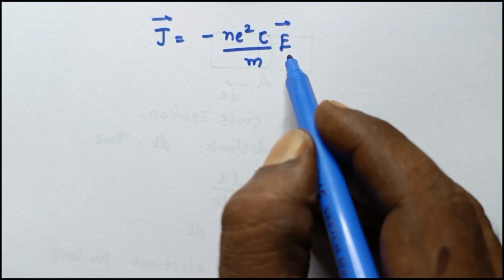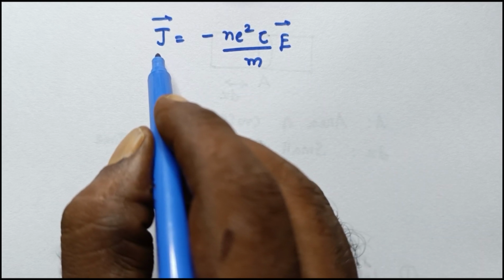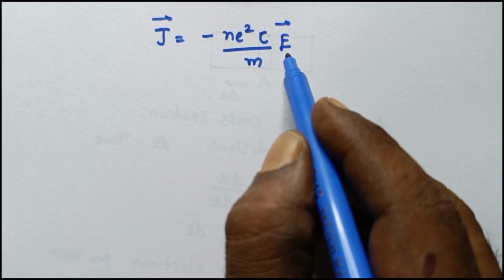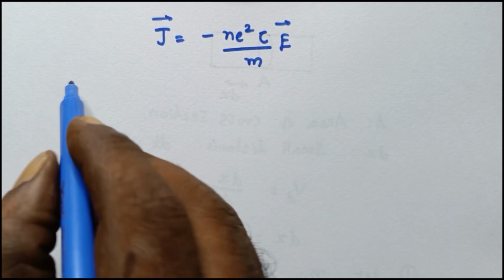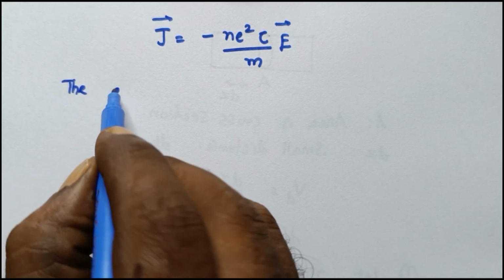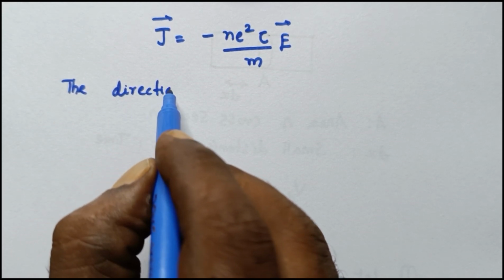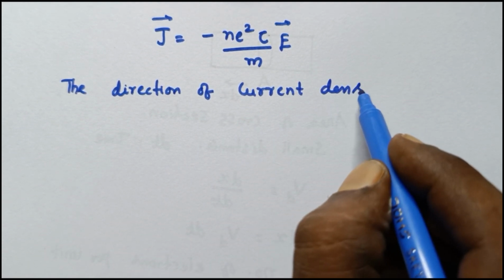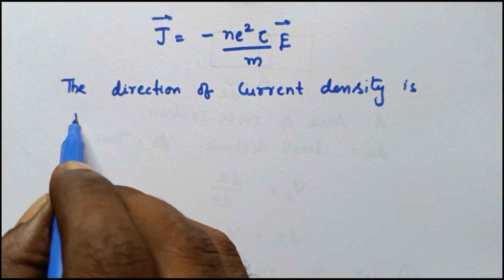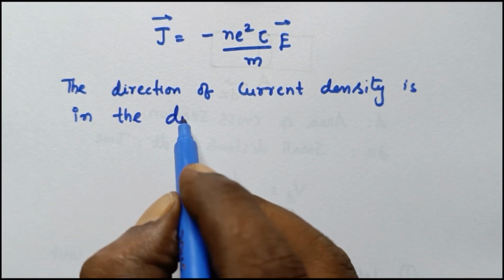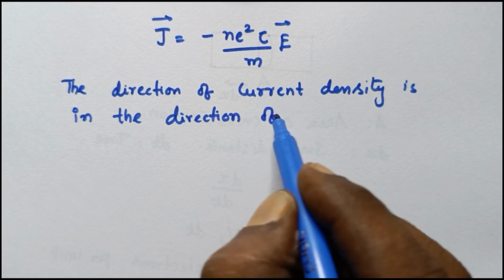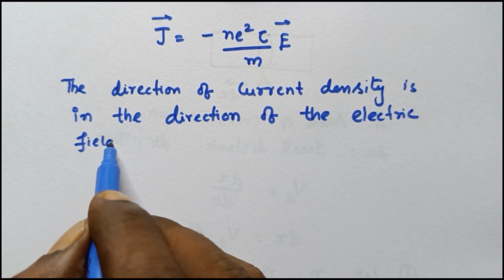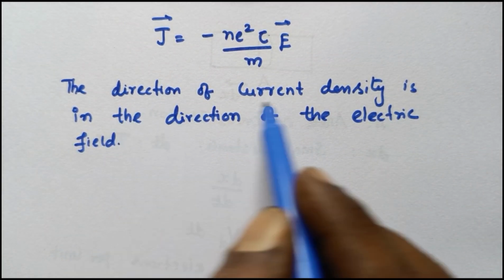E is the electric field and this is a vector quantity, and this is the current density. It is a vector quantity. The direction of the current density is in the direction of the electric field. So we have to note that the direction of current density is in the direction of the electric field.